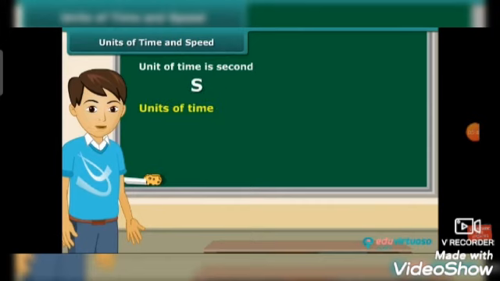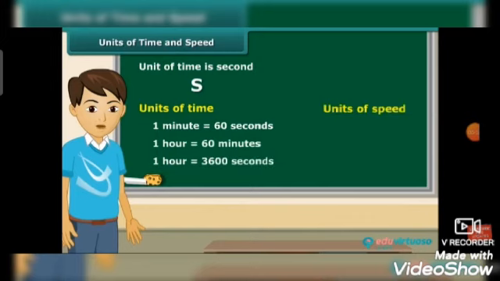Now, the basic unit of time is the second, and the symbol is a small s. The larger units of time are minute and hour. One minute is equal to 60 seconds and 60 minutes are equal to 1 hour. The unit of speed is meter per second or meter per minute or kilometer per hour.